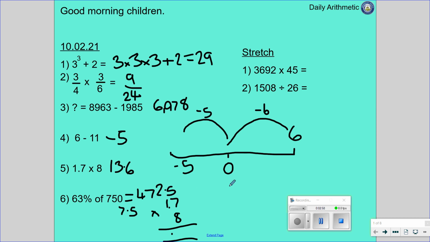I'm hoping lots of you might be getting 6 out of 6 on this today. Stretch questions, if you attempted those then. Question 1, the answer was 166,140. And question 2, the answer we're looking for was 58.